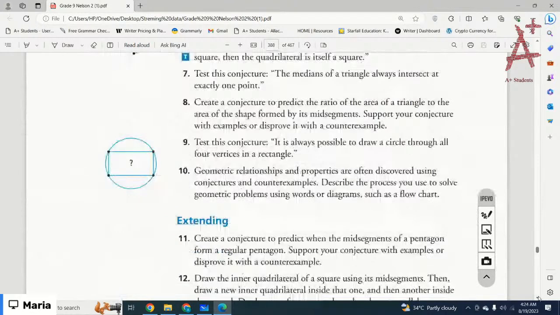The next one is test this conjecture. The medians of a triangle always intersect at exactly one point. Yes, they intersect at one point. Yes, you can make a triangle and draw medians.